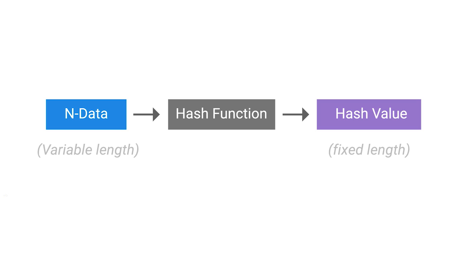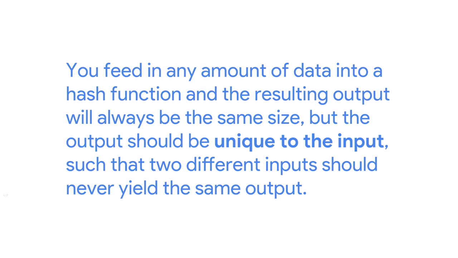What this means exactly is that you feed in any amount of data into a hash function and the resulting output will always be the same size, but the output should be unique to the input, such that two different inputs should never yield the same output.